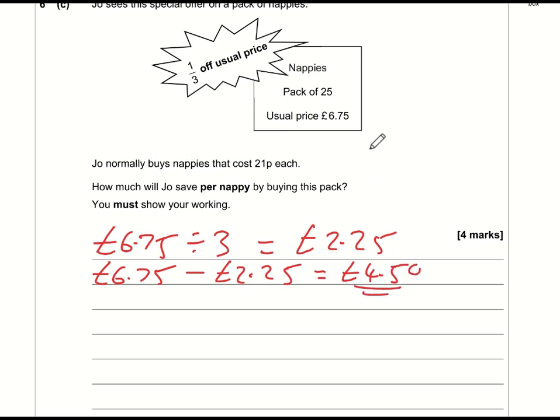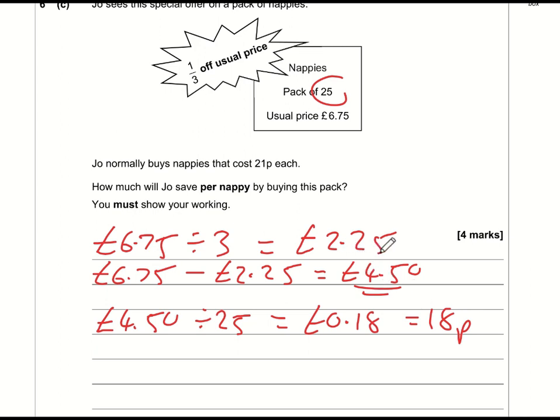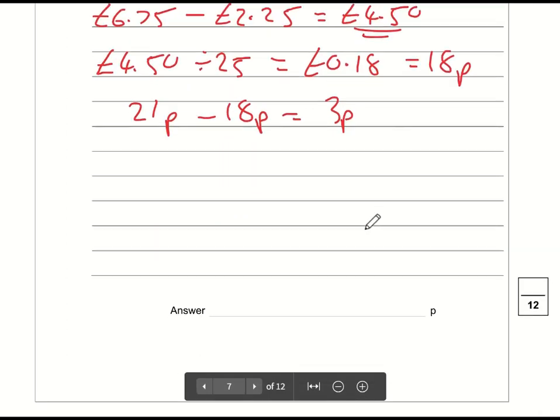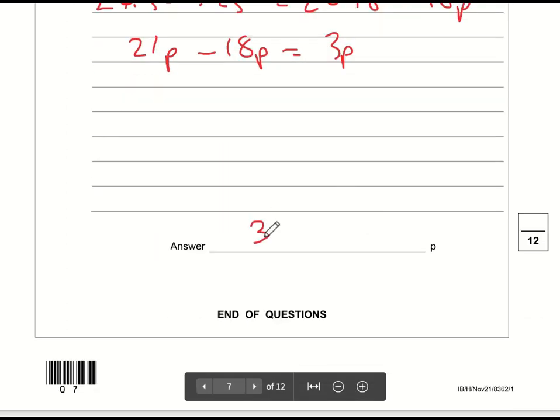And this is the price for 25 nappies. So the price for one nappy is £4.50 divided by 25, and that is £0.18, in other words 18 pence. So how much does she save per nappy? Well, she normally pays 21p, so it's the difference between 21p and 18p. So the answer is therefore 3p. And we are done.